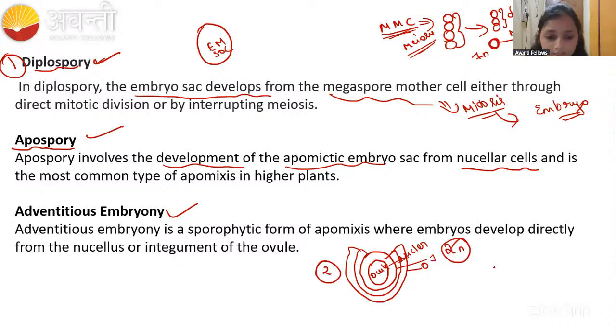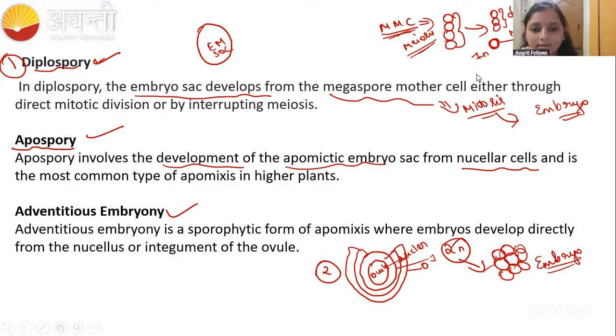Now this nucellus is going to undergo mitosis and form an embryo. There is no fertilization required. Why? Is the nucellar tissue haploid or diploid? Now you tell me, guys. Does meiosis happen in a diploid cell or in a haploid cell? Go back to the cell cycle and cell division chapter. What did you study there? Meiosis happens in the diploid only. Yes or no?